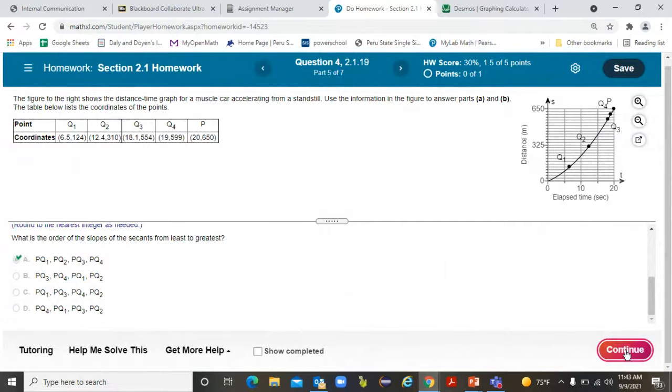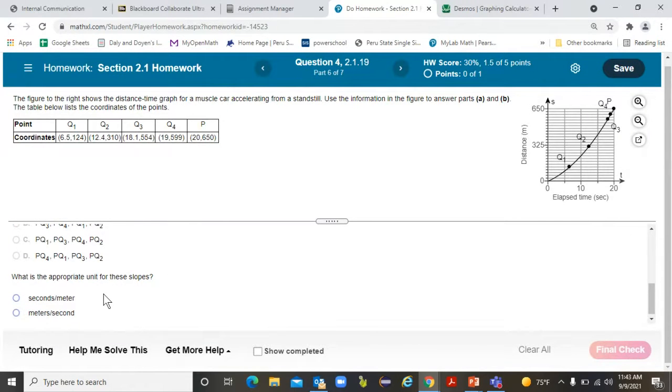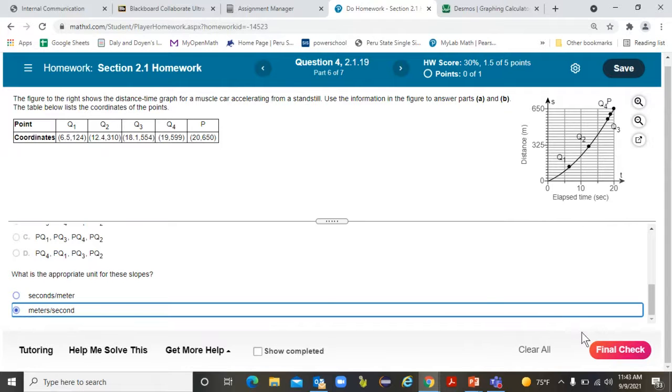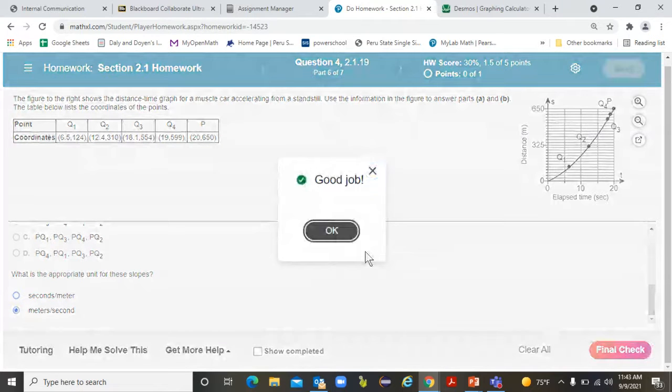Oh, I guess I didn't finish the question. Continue. What is the appropriate unit? This was meters per second, right? Distance over time.